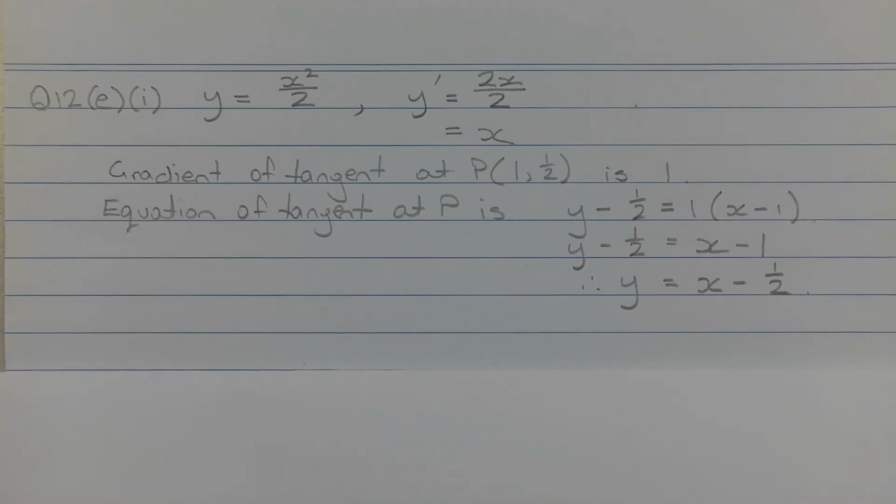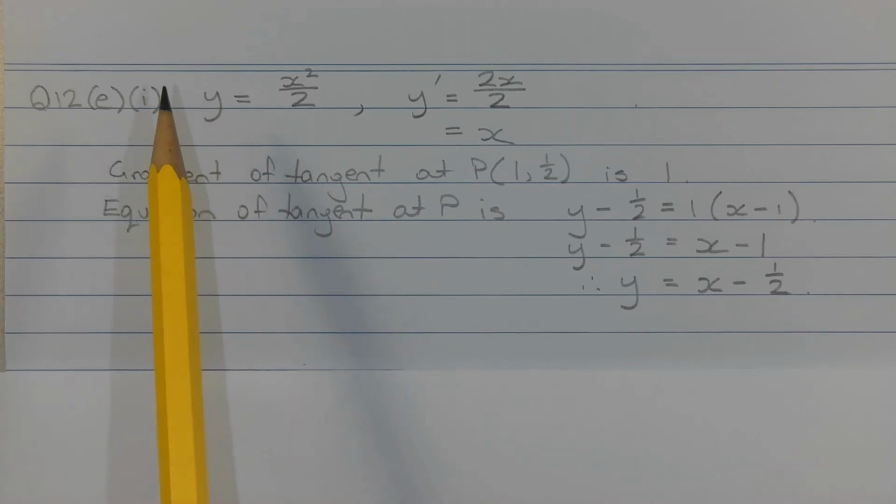To find the equation of a tangent to a point on a curve, we need the gradient of the tangent at its point of contact as well as the coordinates of its point of contact. Now the coordinates of its point of contact is (1, 1/2). To find the gradient of the tangent at its point of contact, we need the gradient function y dash. Now the curve is y equals x squared over 2, which represents a parabola.